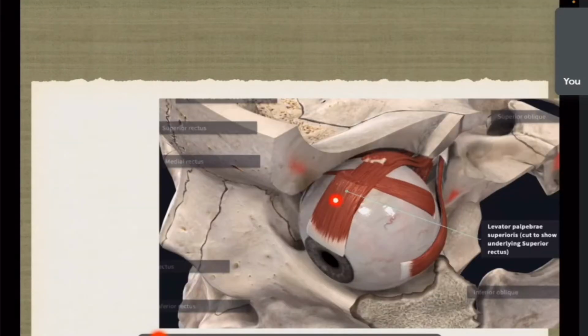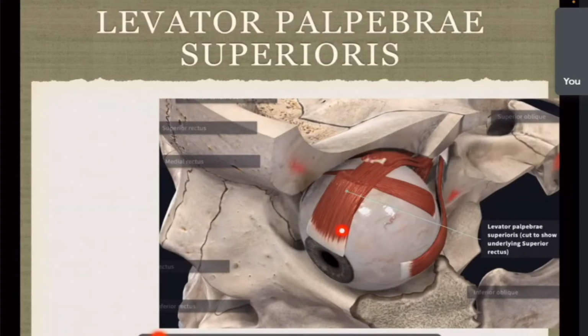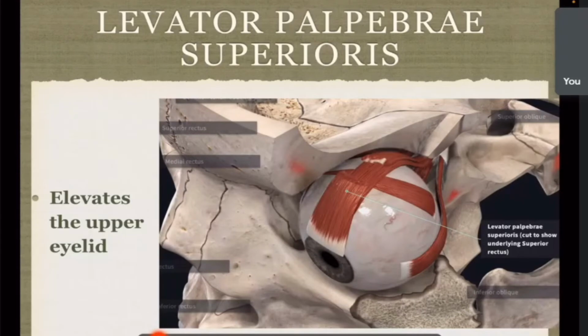Now we have to see this muscle which is inserted to the upper eyelid, and that muscle is called levator palpebrae. It is seen above the superior rectus muscle. It is going to elevate the upper eyelid. That is the action of levator palpebrae superioris. What about the nerve supply? Oculomotor nerve. Which branch of oculomotor, upper or lower? Upper division. The upper division supplies the superior rectus, then it supplies levator palpebrae superioris.